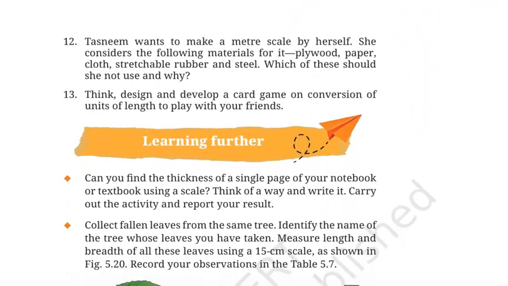Question number 12 says, Tasneem wants to make a meter scale by herself. She considers the following materials for it: plywood, paper, cloth, stretchable rubber, and steel. Which of these should she not use and why? Now she cannot use anything which is stretchable, right? Because if she uses anything stretchable, then that will not give us the correct reading. So that will not be a good measuring tool. Out of these, the only thing that is stretchable is stretchable rubber. So she should not use the stretchable rubber.